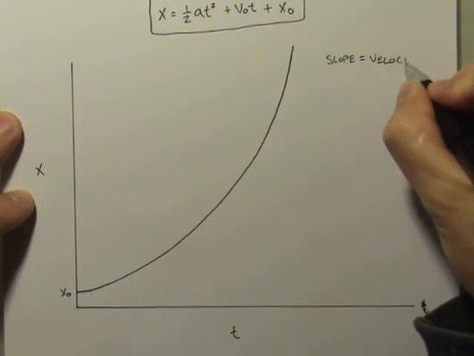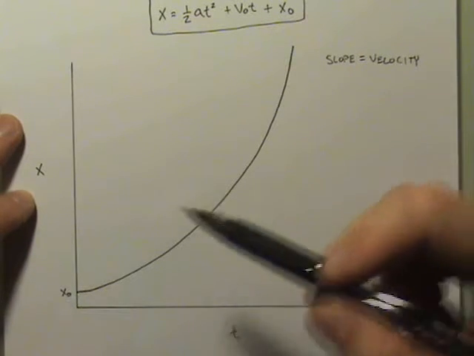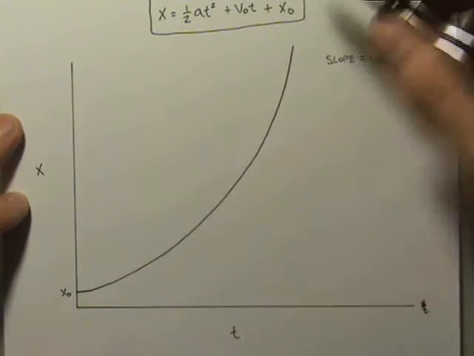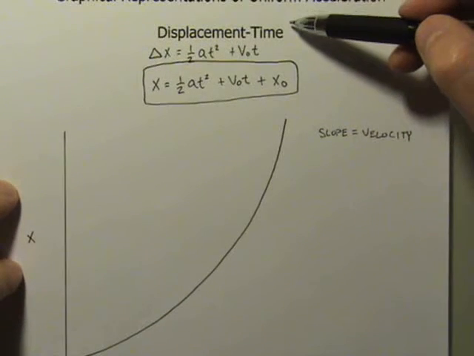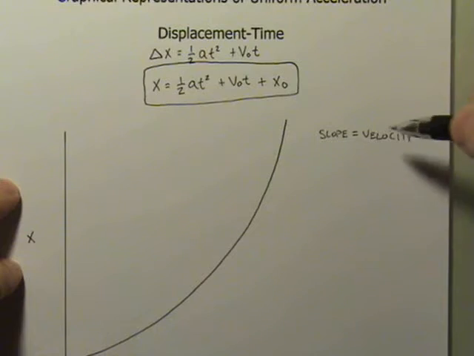Okay, this is not a general statement. We can't say this for every graph. It's specific to this graph. For the displacement time graph, the slope of the graph equals the velocity.